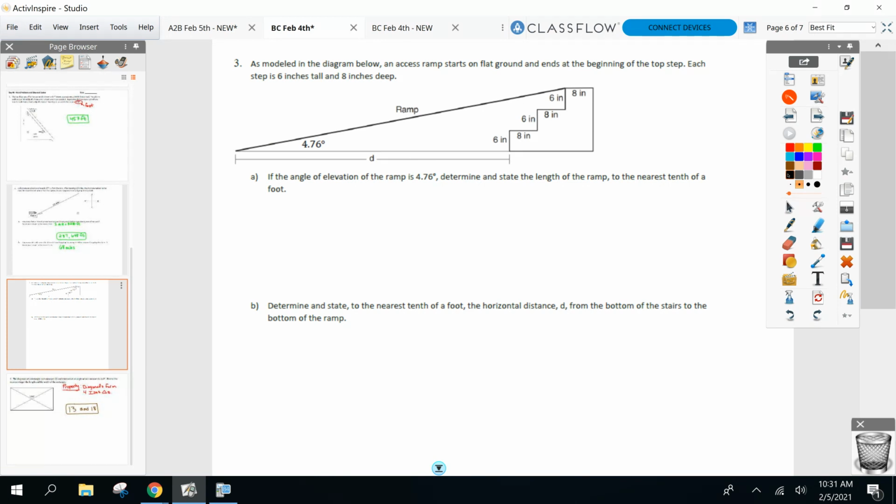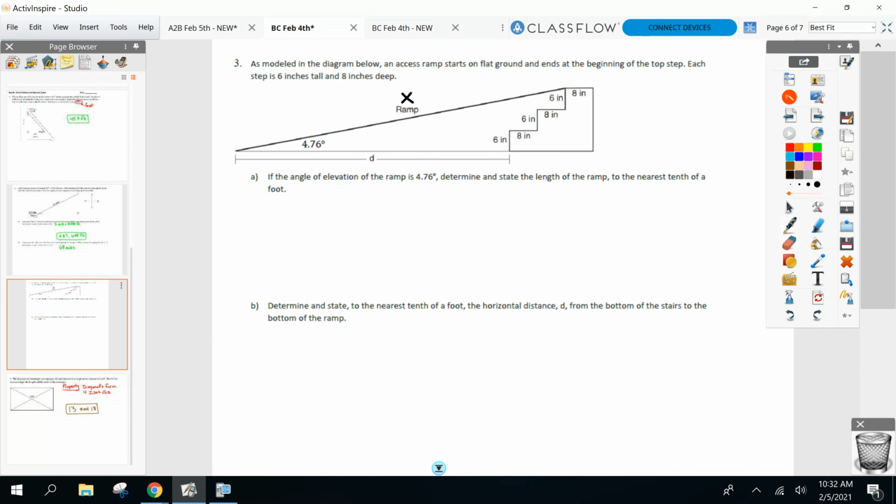In part A, it says the angle of elevation. Don't be too concerned about that. I already put the 4.76 in where it needs to go. We will actually talk about that term on Monday, though: angle of elevation and where to find it in a right triangle. State the length of the ramp. So here we go. Got to find the length of the ramp to the nearest tenth of a foot.